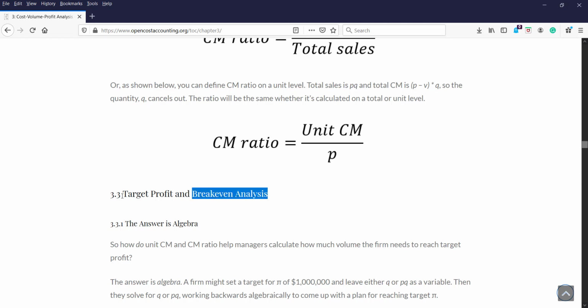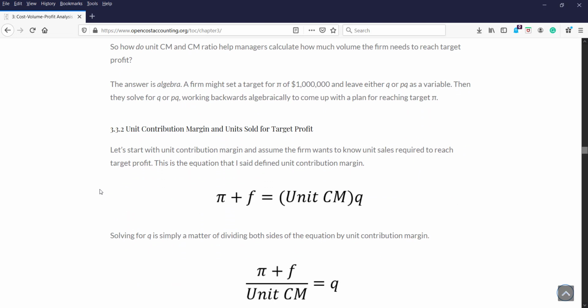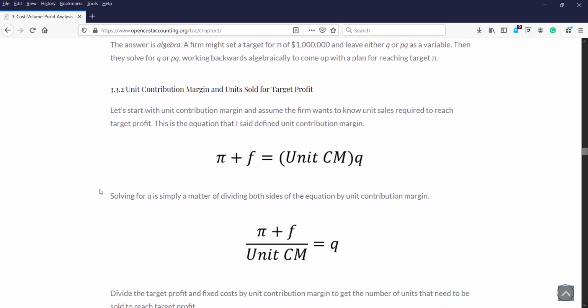Break-even analysis is simply a simplified version of target profit analysis, just one extra little step. So I'll start with target profit and then show how break-even analysis is a special case of target profit analysis.